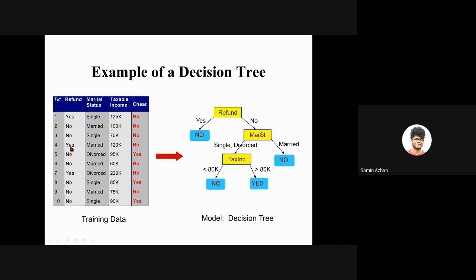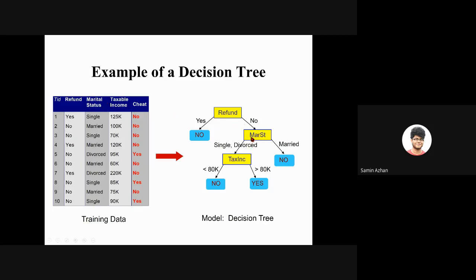Again, in the fourth row, the refund is yes, and the cheat is no. Again, in the seventh row, it's the same. So based on this particular training data set, our decision tree model says that if the refund is yes, then cheat will always be no. But what if the refund is no? Then we have to depend on the other attributes or the features.